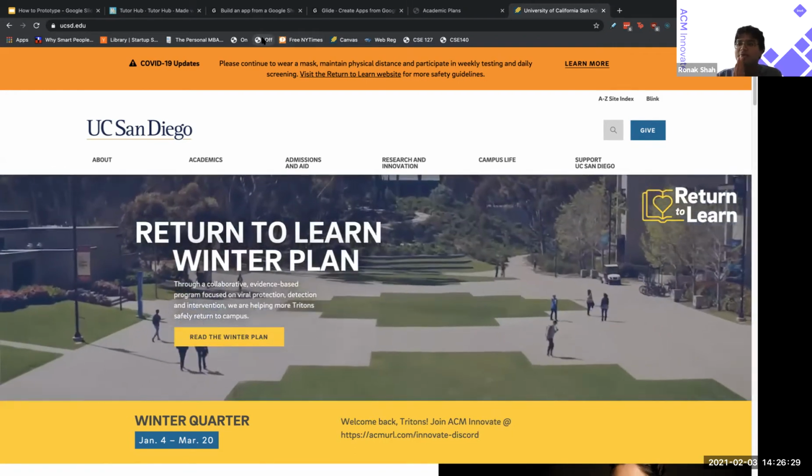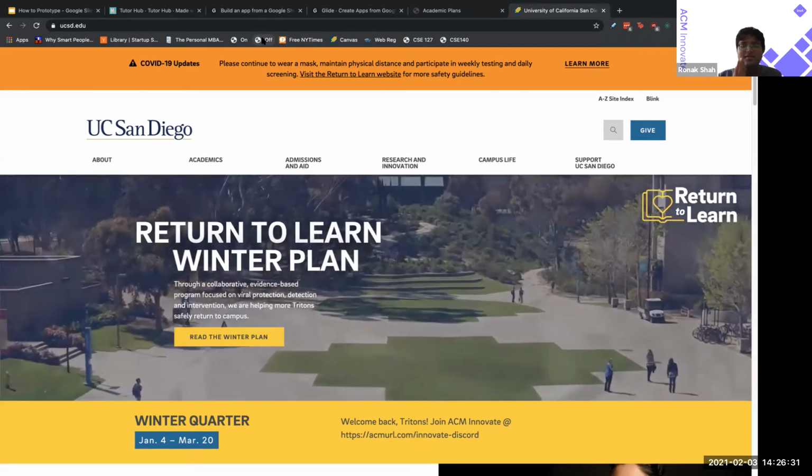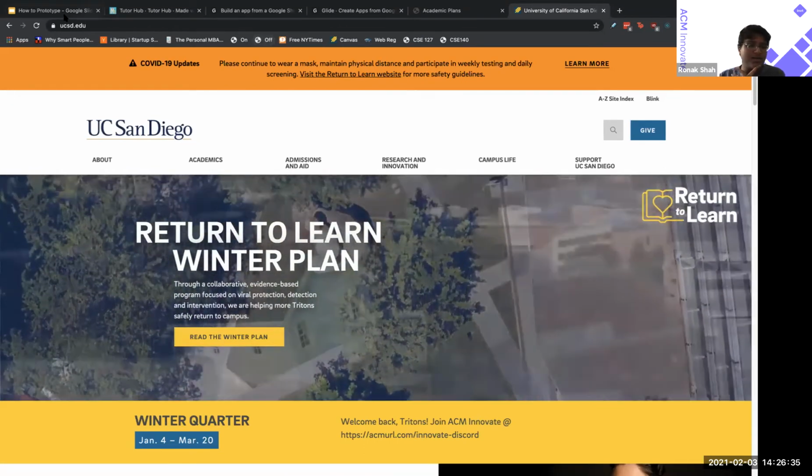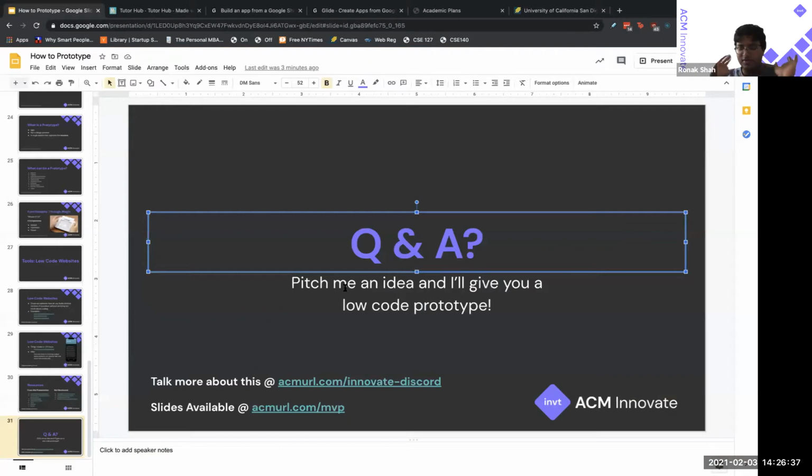Cool. So this is the workshop. I think we went pretty quickly. If anyone has any questions, you can feel free to pitch me. And if you want to talk more about this kind of stuff, we talk about this in the Innovate Discord a lot, sending random things.